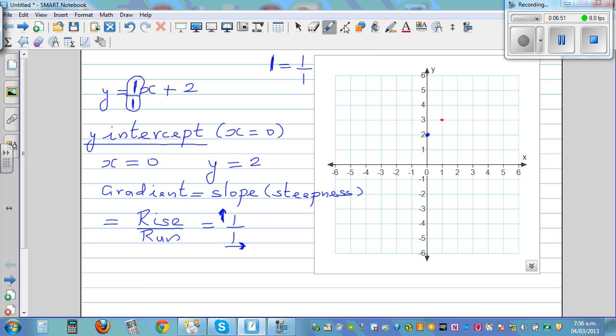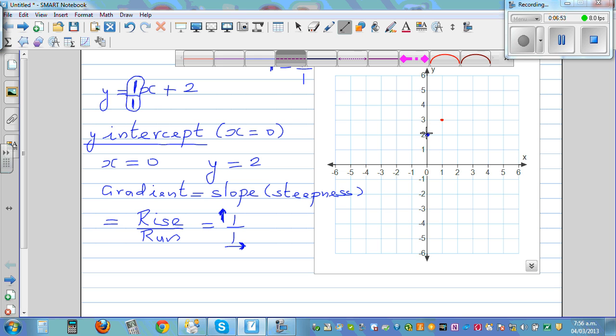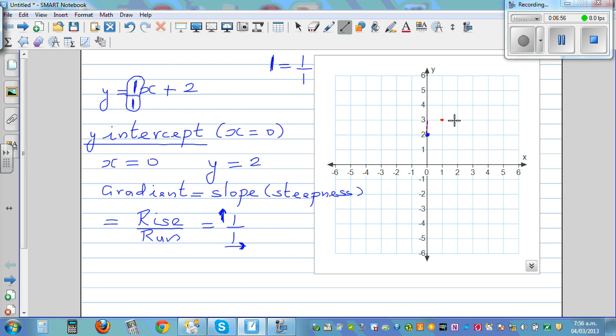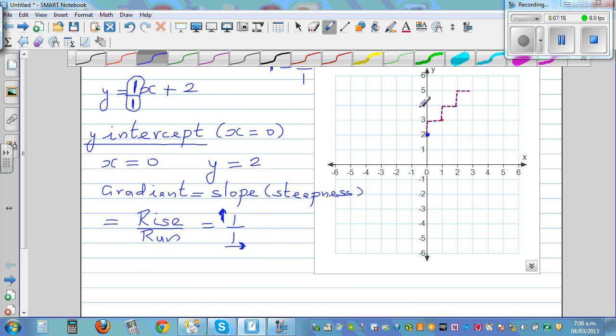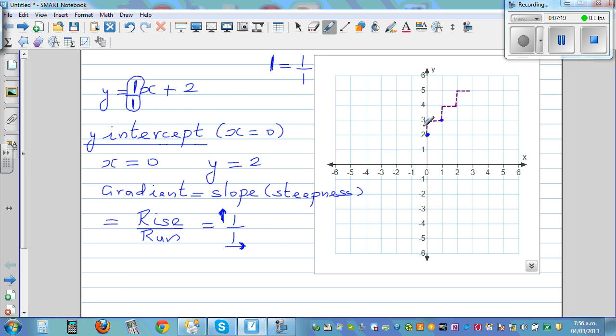Let me use a ladder-like thing. You're going 1 up and 1 across. Then again you're going 1 up and 1 across to get the next point. It's like a ladder. And then you're going 1 up and 1 across. This is the next point. This is 1 up, 1 across. This is the next point. Again, you're going 1 up, 1 across. So this is the next point.